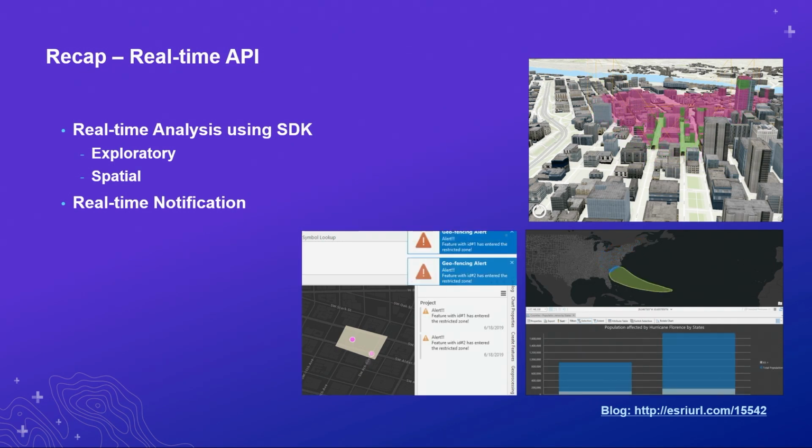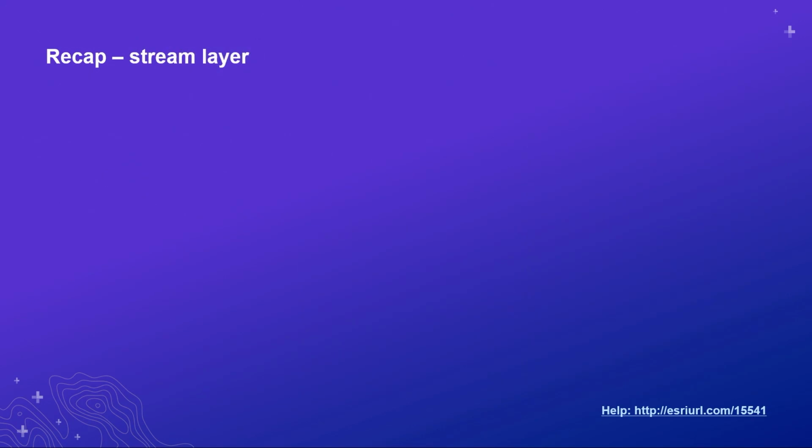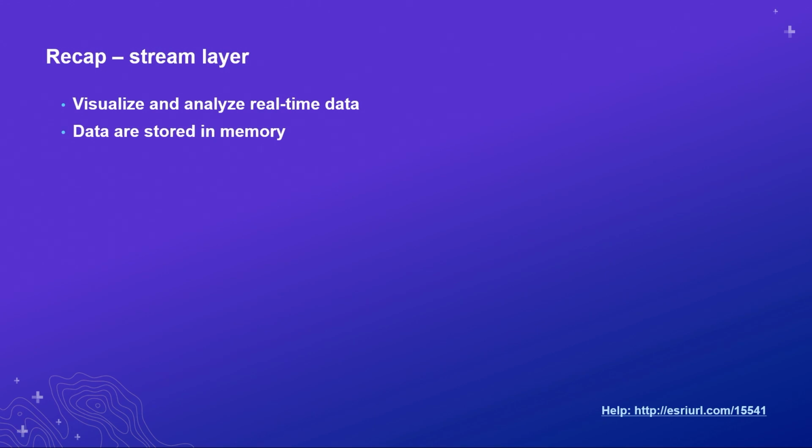Our notification libraries or third-party libraries to send out an email or text notification to anyone in such a case. As you know, the real-time API is also tied up with our StreamLayer because StreamLayer is powered by the real-time API. So StreamLayer is all about visualizing and analyzing real-time data live, right? Data are stored in memory in this case.